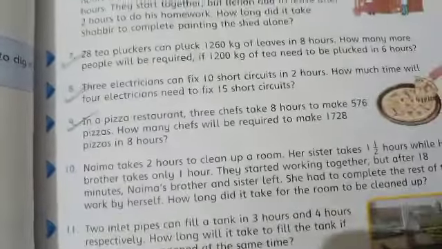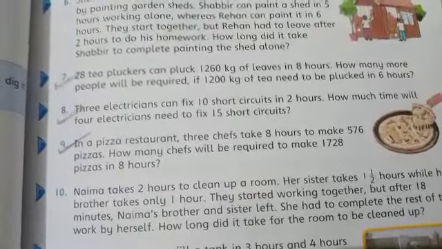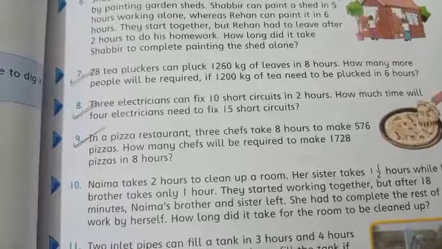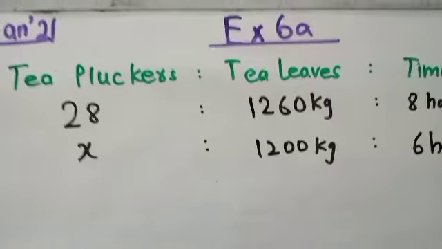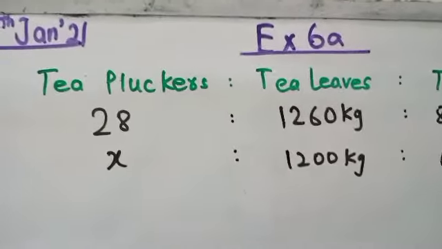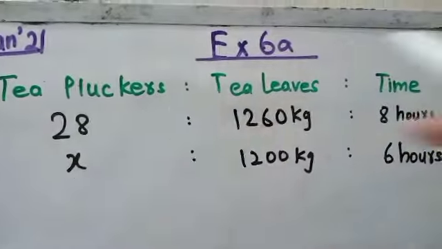Now read the next part of the question. It says, how many more people will be required if 1200 kg of tea need to be plucked in 6 hours? How many more people? It means again tea pluckers is X. Tea leaves is given 1200 kg and time is given 6 hours. Now again we will compare first tea pluckers and tea leaves, and then we will compare tea pluckers and time.